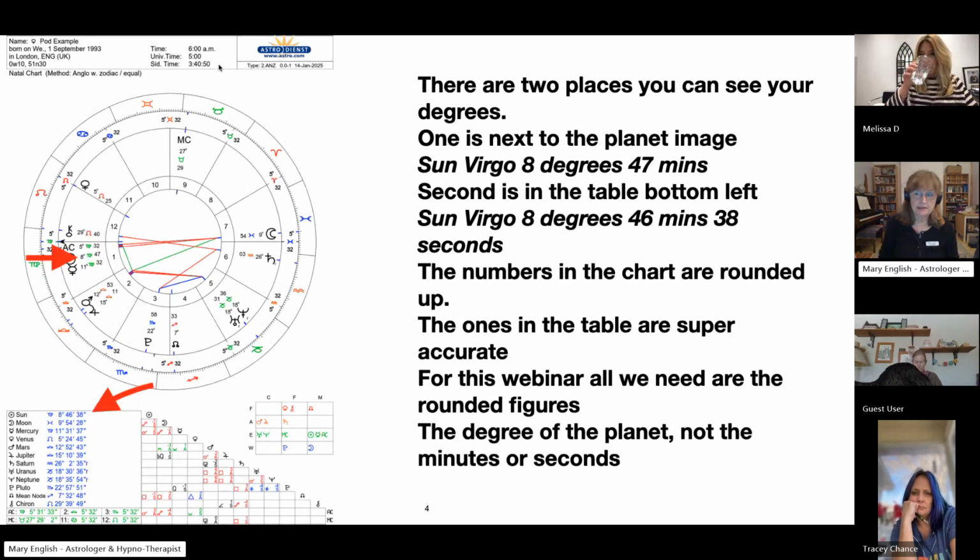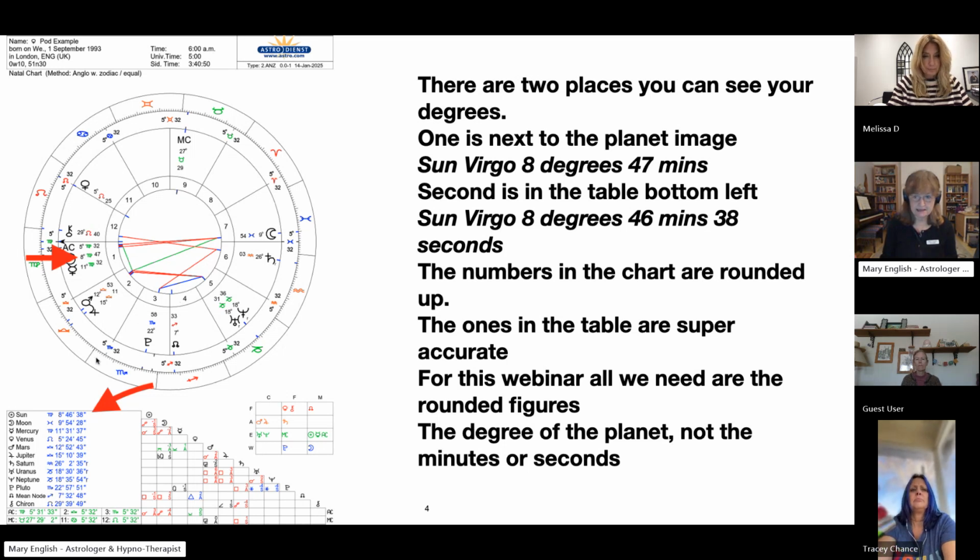Now, there are two places you can see your degrees. One is next to the planet image. So that circle there, which I've completely obliterated by my red line, that's the symbol for the sun in the sign of Virgo. And right next to it, you'll see the number, hopefully, because it's a bit small, 8, the symbol for Virgo, and then 47. So that is sun in Virgo, 8 degrees and 47 minutes.